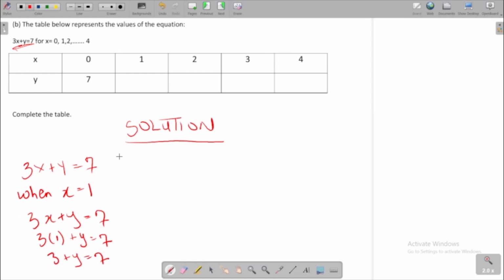That is y. You take 3 to the other side, so that you have your y on one side. So we have y is equal to 7. The 3 you have here is positive 3, that is plus 3. When you move it to the other side of the equation sign, that is the equal to sign, you change it to minus 3. Then you have y is equal to 4 when x is equal to 1.